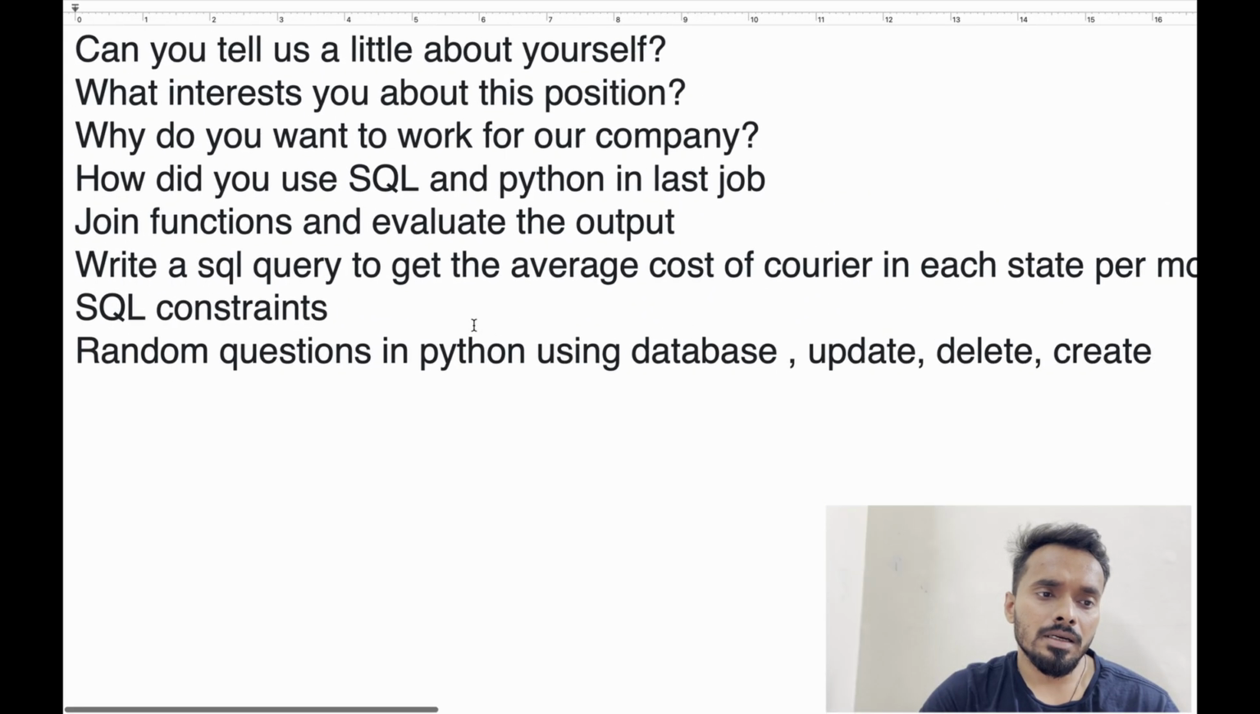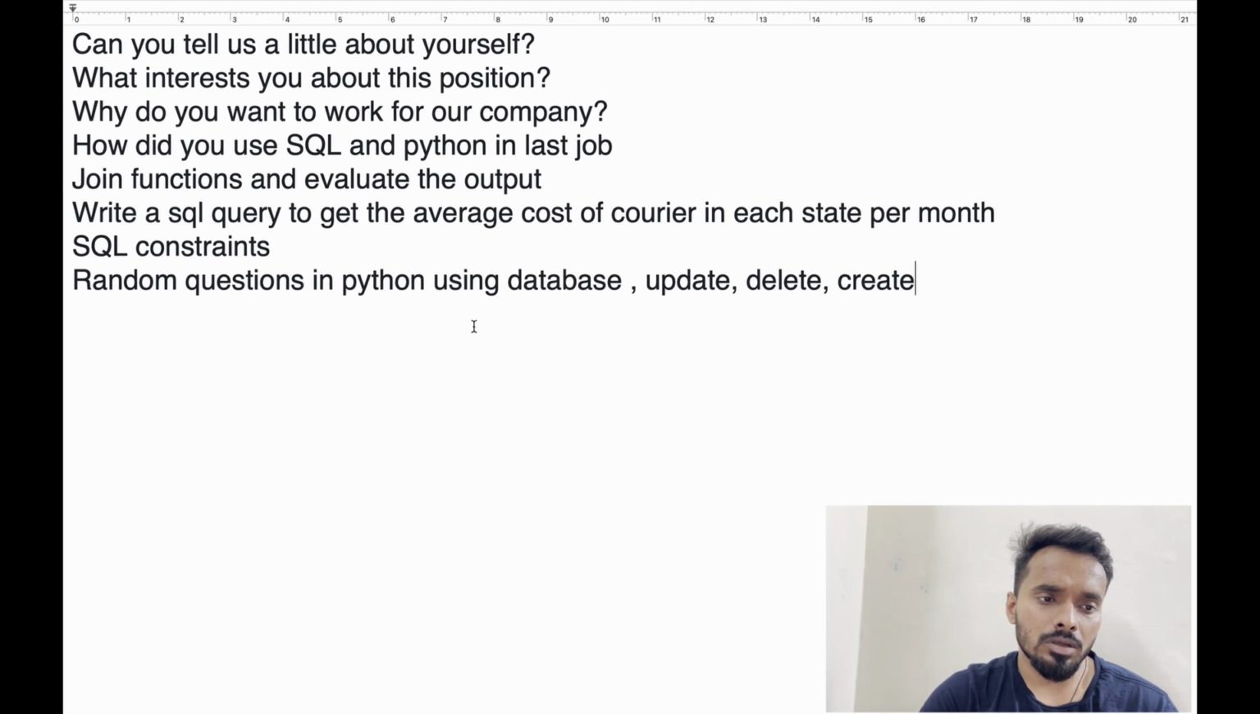You can see there were two people in the interview, and one person asked me all these questions, and the other person was, I think, HR. The HR asked me these three questions in the last session of the interview.